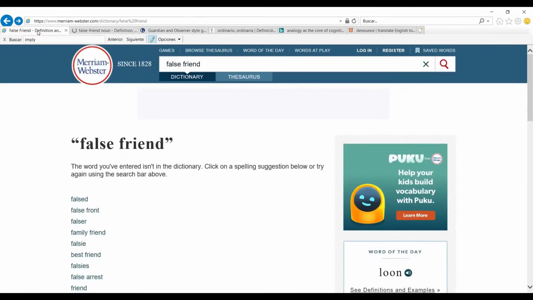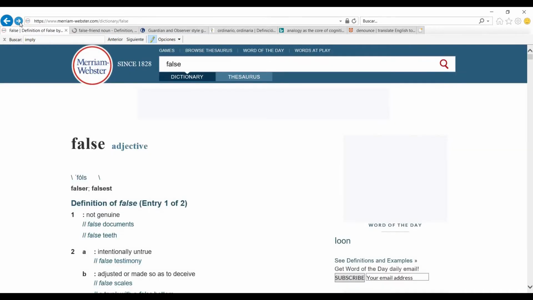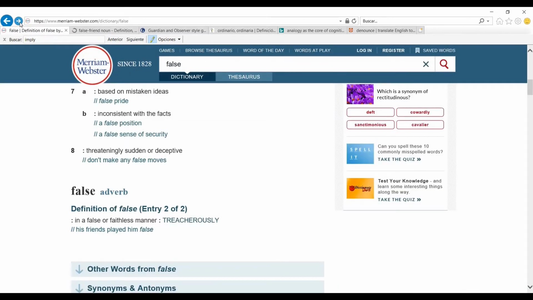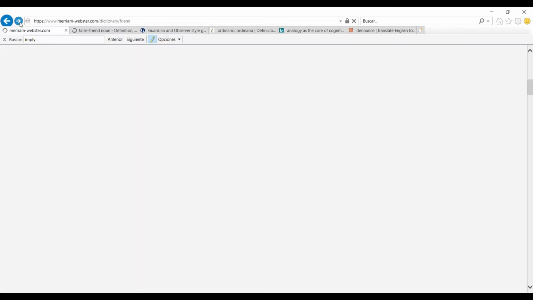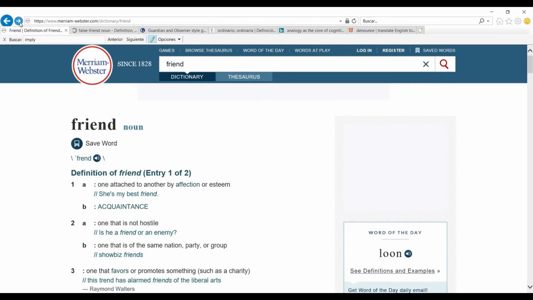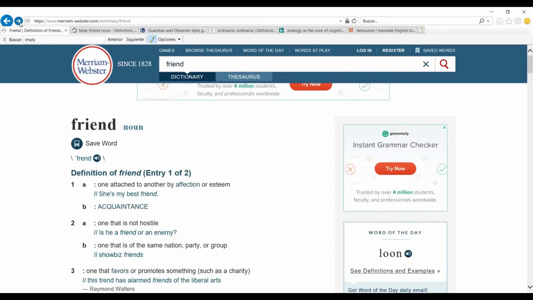By the way, Merriam-Webster does not list false friend, right? And if you look up false, you will not get the entry for a false friend, and if you look up friend, you won't get the entry for a false friend either, right?